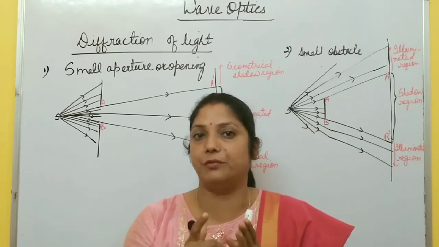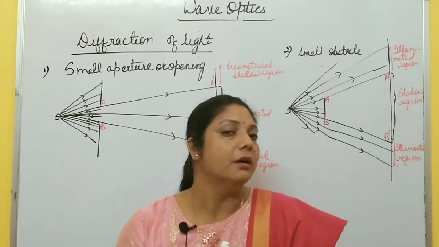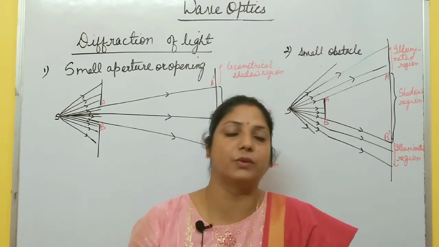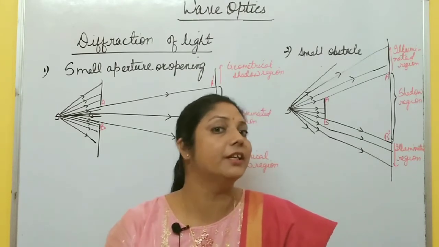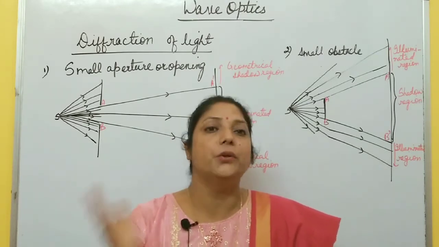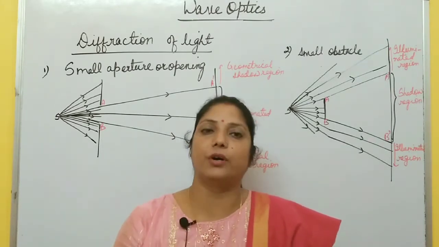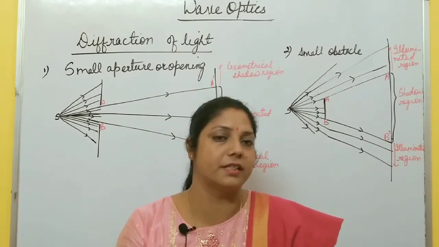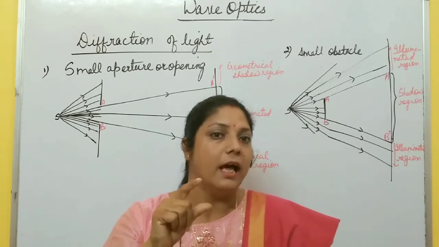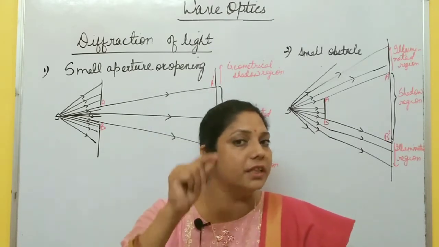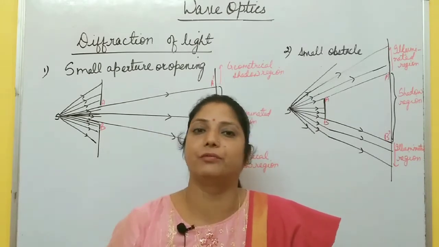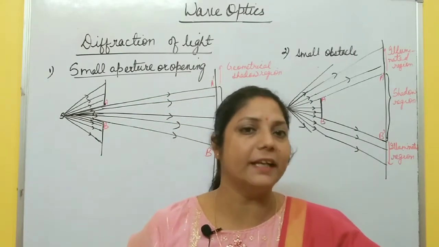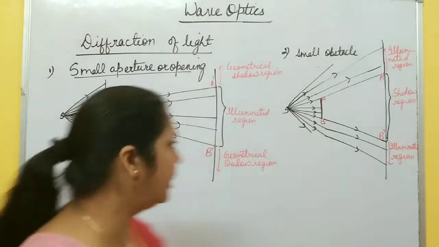Actually there are two wave fronts from two sources in interference, but in case of diffraction there is only one source, and according to Huygens principle each point acts as a source of secondary wavelets from this one source, and these secondary wavelets from each point of the source form the diffraction pattern. So let us start with today's topic, that is diffraction of light.